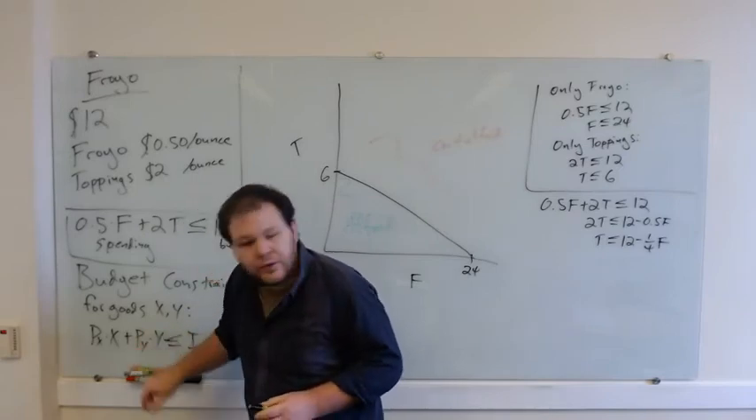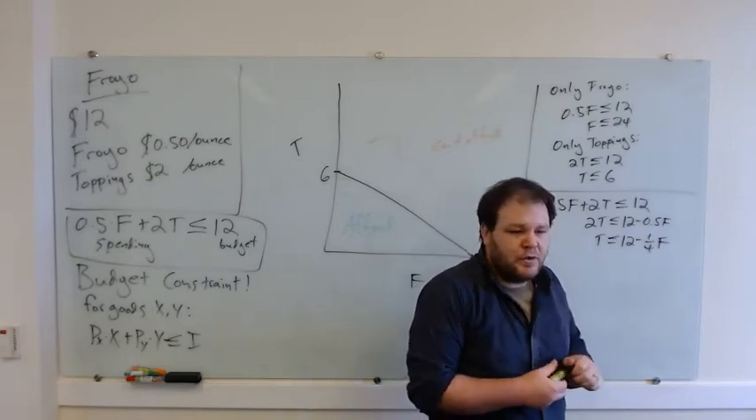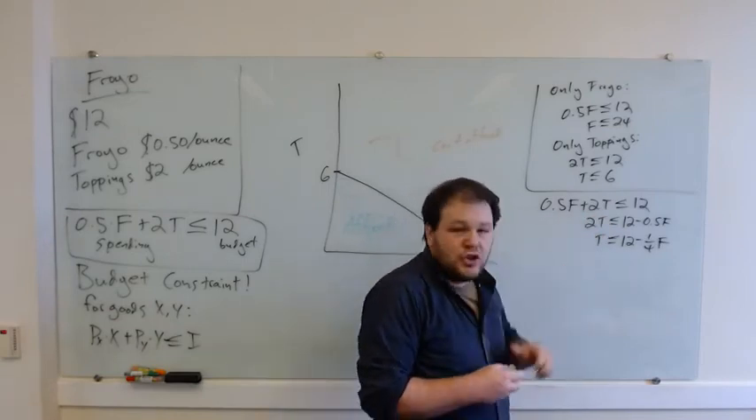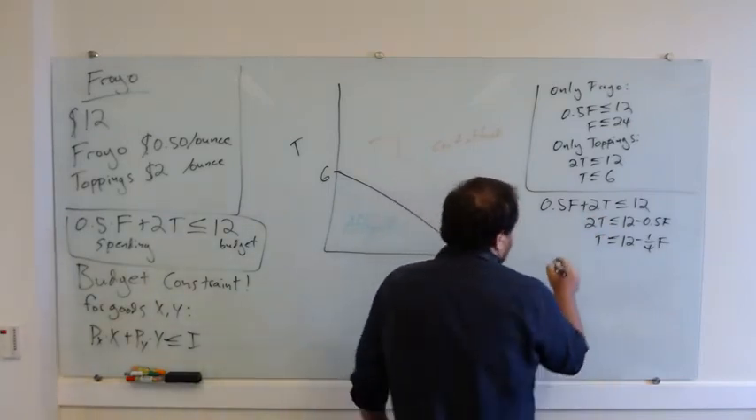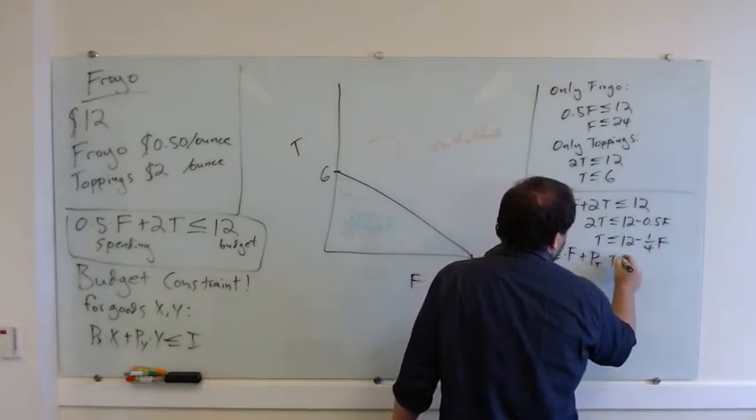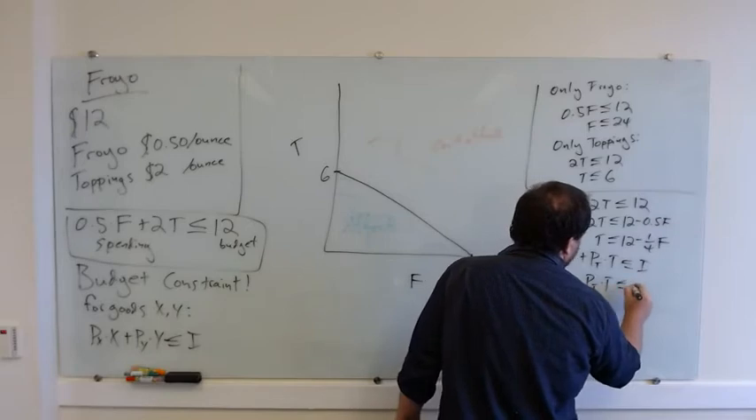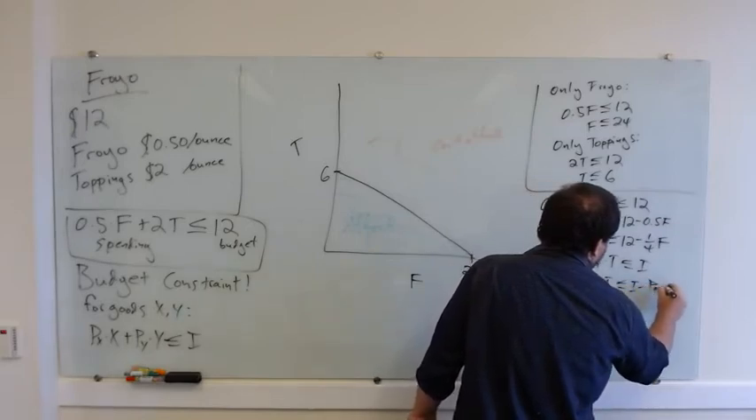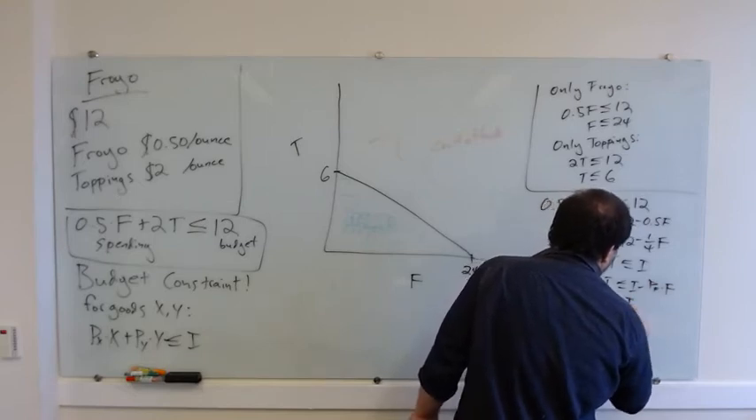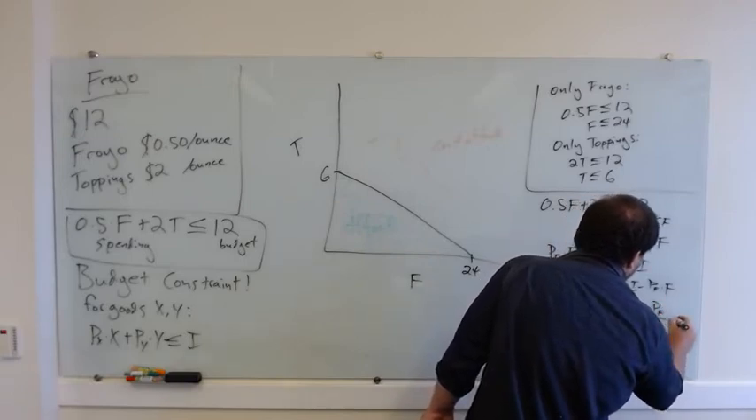So first of all, let's think a little bit about this slope, right? About this 1/4. What does this slope mean? Well, to think through this, why don't we do this math again? But instead of putting in 0.5 and 2, we'll just put generic prices, right? So we can say PF times F plus PT times T less than or equal to whatever our income is I, right? PT times T less than or equal to I minus PF times F. T less than or equal to I over PT, right? Minus PF over PT times F.